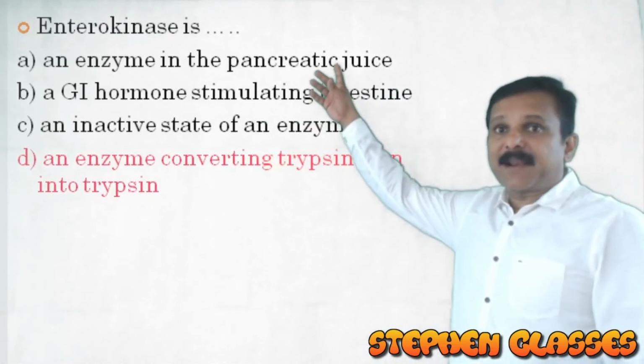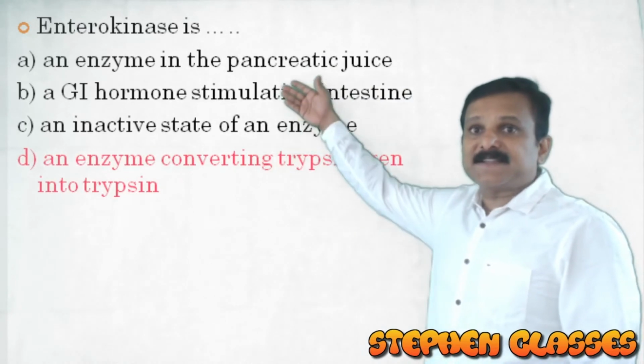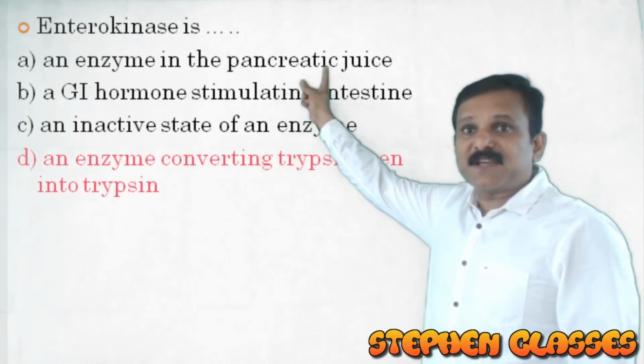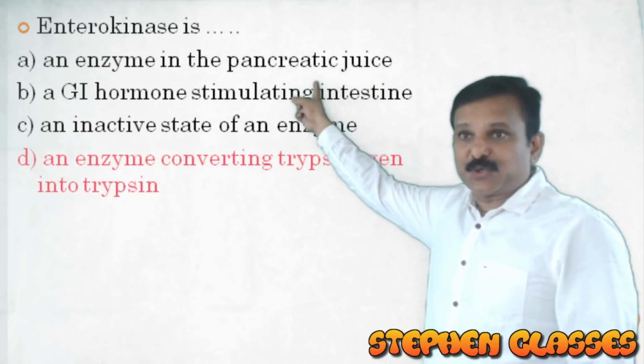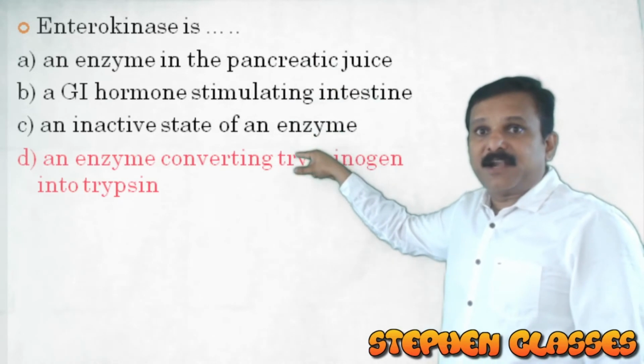So here our answer is option D. Enterokinase is not present in pancreatic juice. It is present in the intestinal juice. So the answer for this question will be option D only.